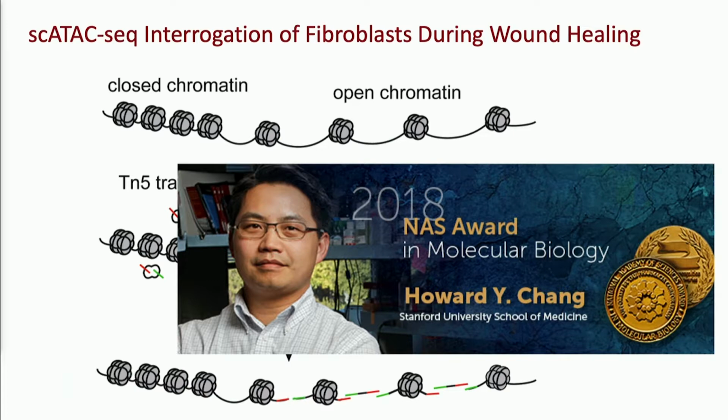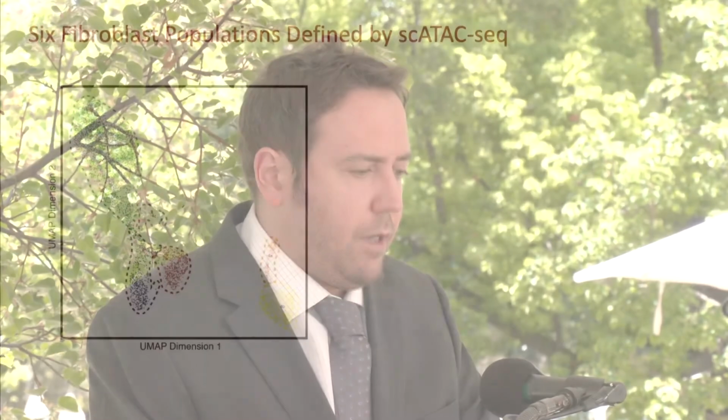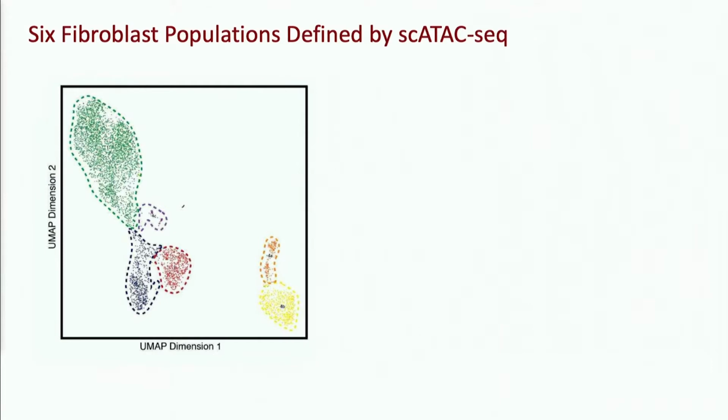So instead of looking at transcriptional counts, we're looking at the DNA itself and whether or not it is open or closed, and we expect this to precede the eventual transcriptional processes. I'm going to skip through this slide and mention that when we look at fibroblasts in the context of chromatin in wound healing, we see 6 populations defined based on ATAC accessibility.